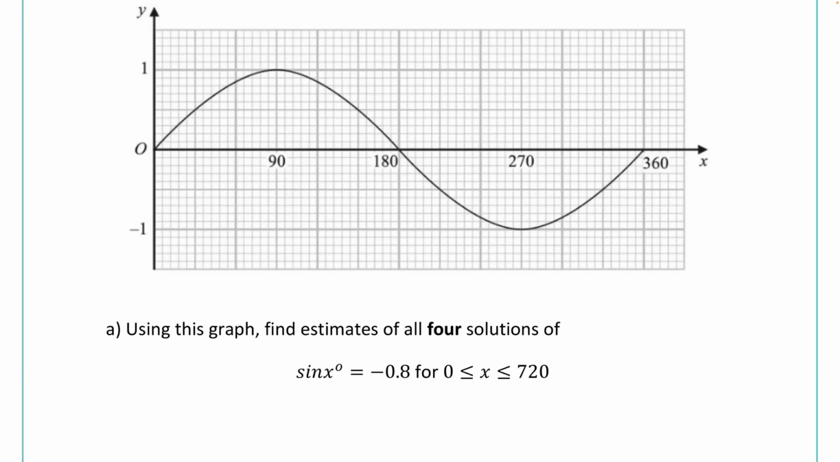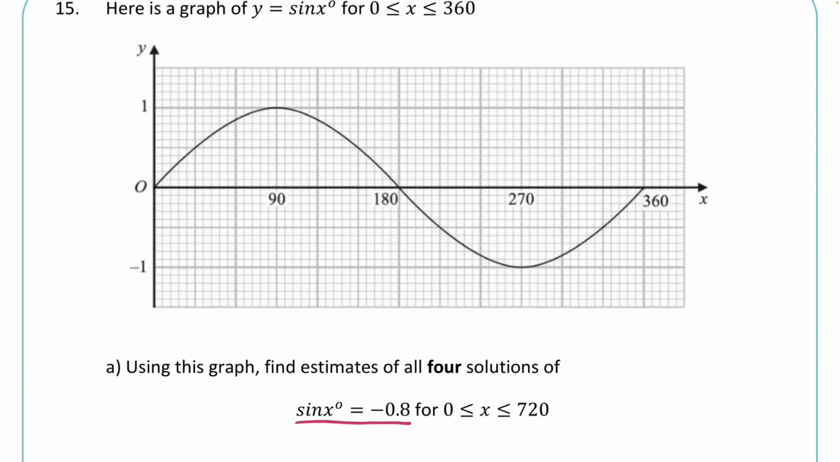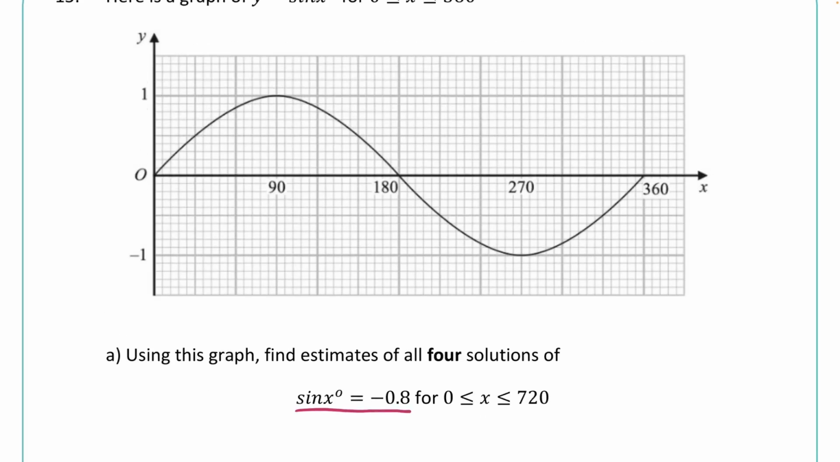Now this graph doesn't extend to 720, but we'll talk about that once we've found our first two solutions for where sine x is equal to minus 0.8. So minus 0.8, that is on the y-axis. So we're looking on the y-axis. This is minus 0.5, so 6, 7, 8, that there is minus 0.8.